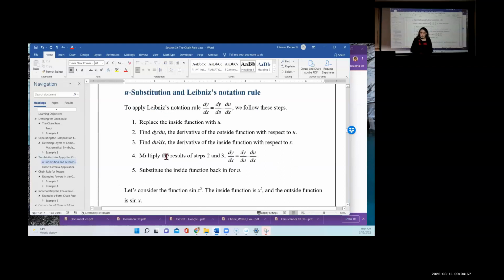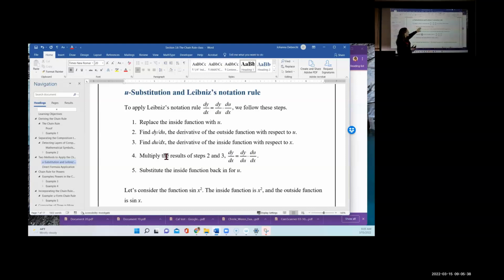Let's take a look at the U substitution and Leibniz's notation rule. This method basically takes two different parts of the equation, the outside function and the inside function, and pulls them apart. It rewrites the outside function in terms of U, and then it rewrites the inside function so that U is equal to the inside function. It takes the derivative of the outside function with respect to U, then takes the derivative of the inside function with respect to X, and then it multiplies the two together. Finally, the last step is to substitute back for U.